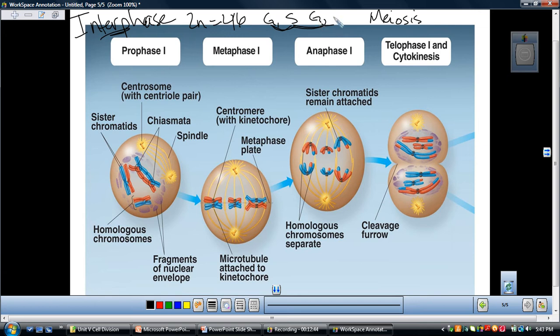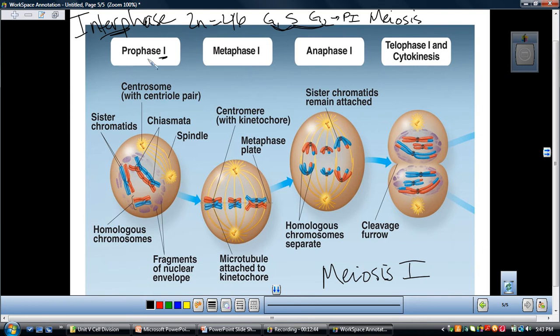Okay, after that, it's going to move right into prophase, but we're going to call it prophase 1. Why? Because I already told you we're going to go through two divisions. So this picture is meiosis 1, because we're going to have a meiosis 1 and a meiosis 2. Now remember, we're trying to make sex cells, so something special is about to happen.